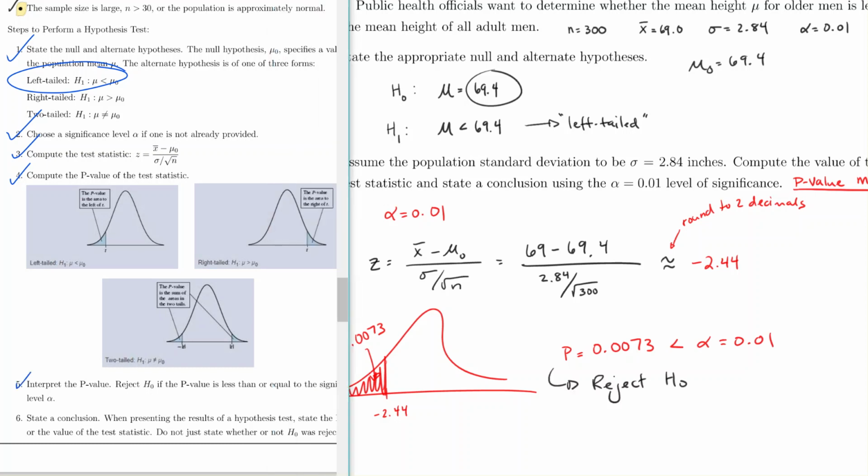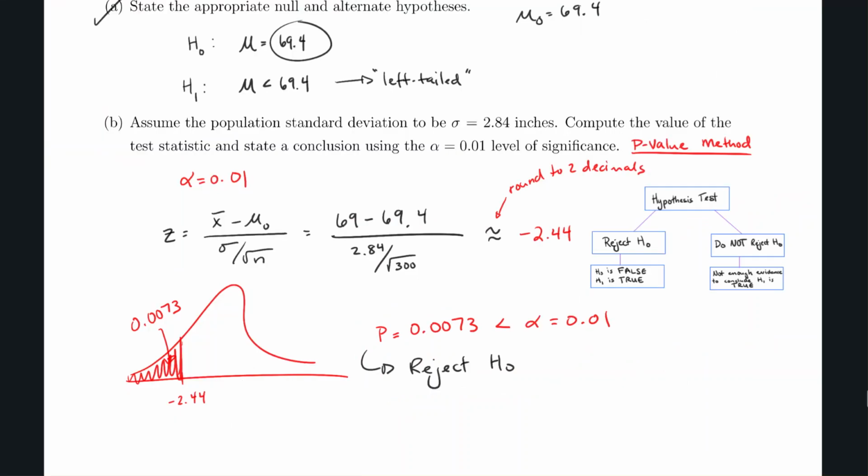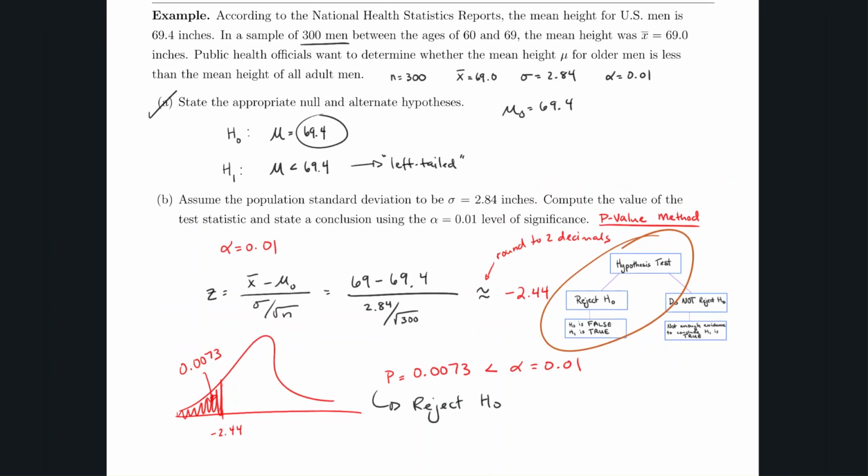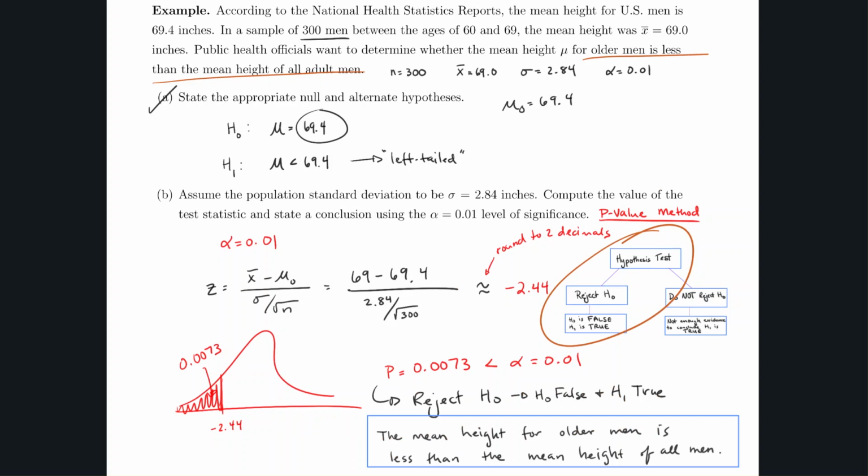So all that's left is step 6, which is state the conclusion. And in case it helps us, I've got our flow chart here that we've seen before. In our case, we are rejecting H0. So that means we need to describe that H0 is false and H1 is true. So looking back at the problem, what was true that we were wanting to measure is that the mean height for the older men was indeed less than the mean height of all adult men. So now that we've stated our conclusion in terms of the phrasing of the original problem, we are done.